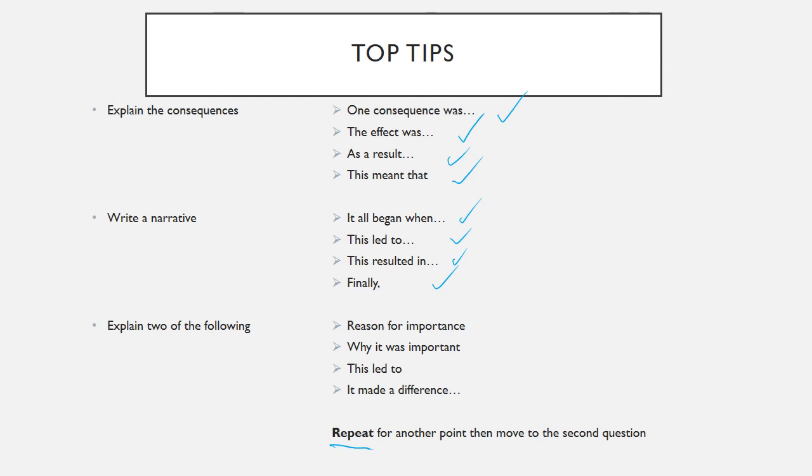You need to have 2 of these reasons: a reason for its importance, why it was important, what did it eventually lead to, and how it made a difference. Notice that each of them has a conclusion or some sort of summary point at the end. And that's pretty much it. If I'm honest, just have a go at looking through these examples and maybe practicing some of your own. Hope that's helped. Good luck, and in the next video we'll be looking at section B.